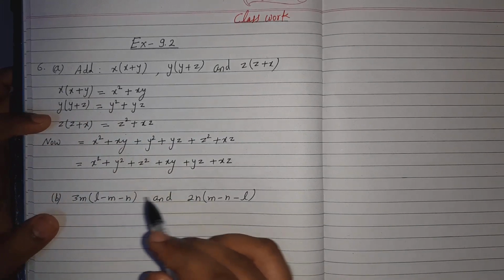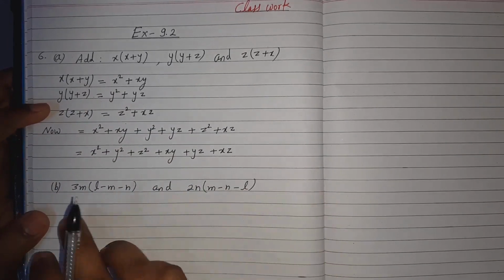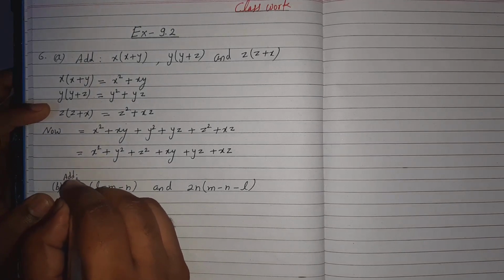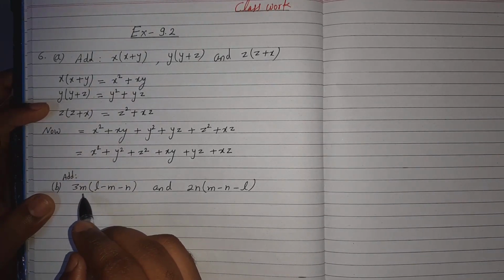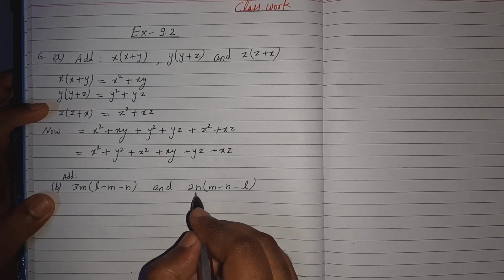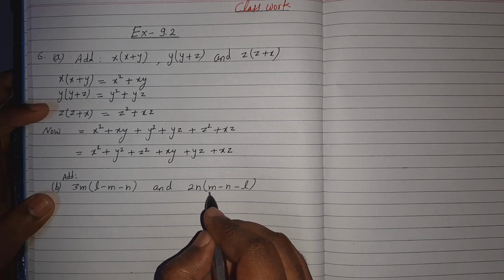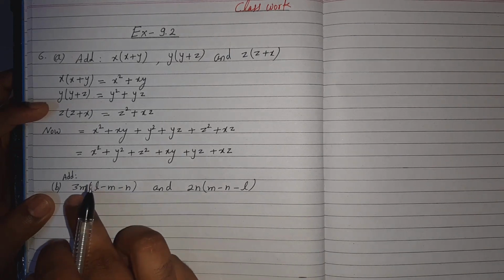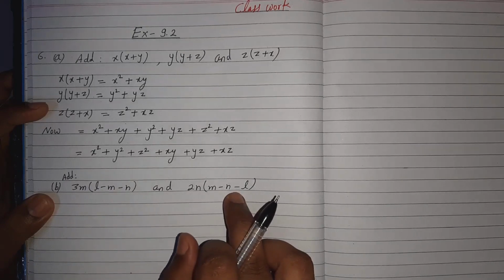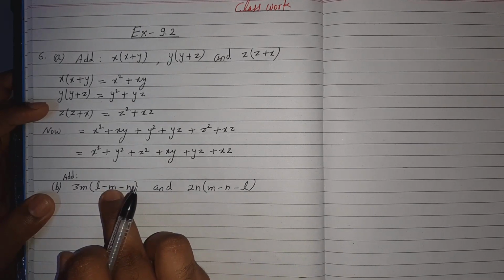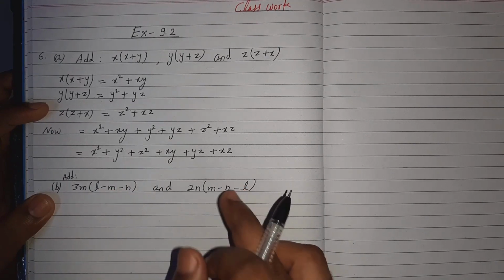Now the second part is given. In this question we have to add 3m(l - m - n), and the second polynomial is given 2n(m - n - l). Again the polynomials are given in product form. So first we will simplify, and thereafter we will add.